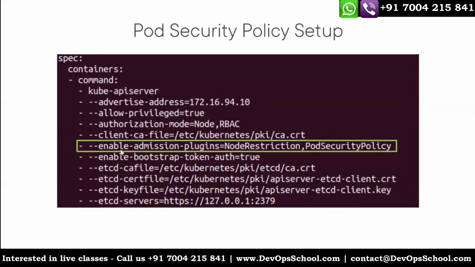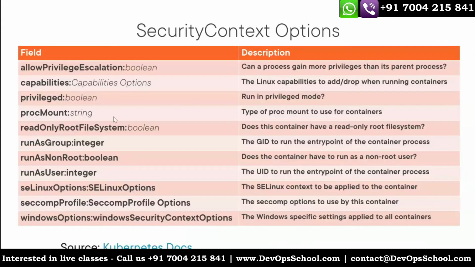How do we implement the PSP? This is a pod spec actually. In the pod spec, inside the container you can specify node restrictions and enable the admission plugin node restriction. PSP you can enable for this, and these are the security context options which you can attach to the pod specifications: allow privilege escalation, boolean true and false, capabilities, privileged, proc mount, read only root file system, run as group, run as non-root, run as user, SELinux options, seccomp profile and Windows.